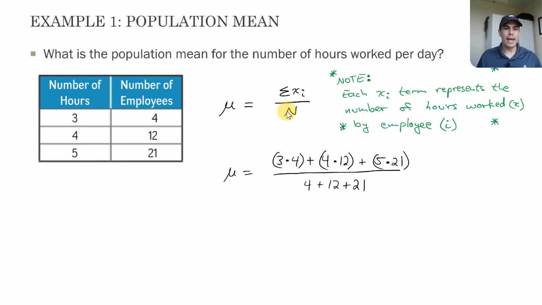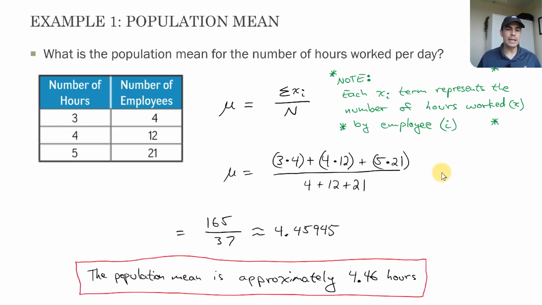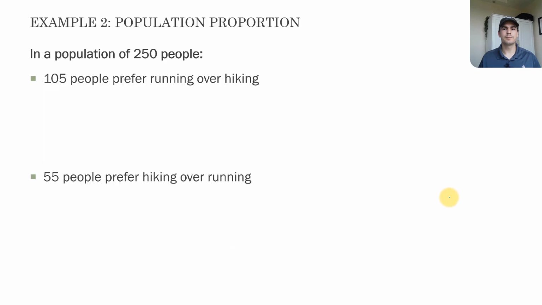Divided by my n, so the total number of my population. So in this case, that's going to be 4 plus 12 plus 21, all of the employees within this company. So I'll get 165 divided by 37, which is approximately 4.459, and some more decimals here. So our population mean is going to be approximately 4.46 hours.